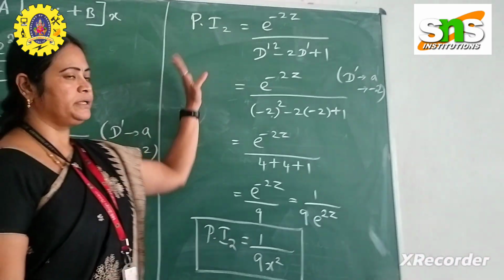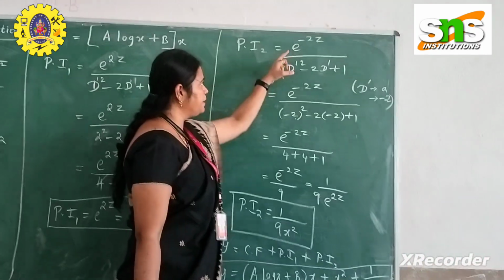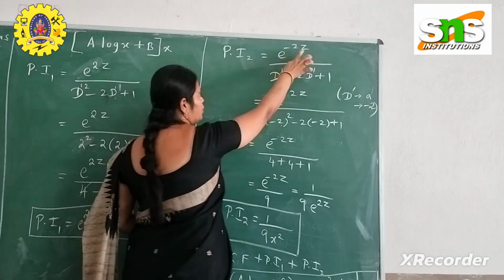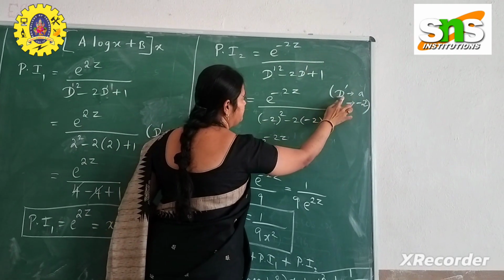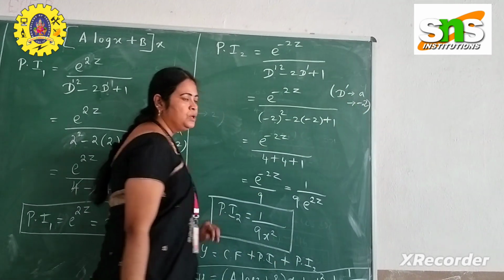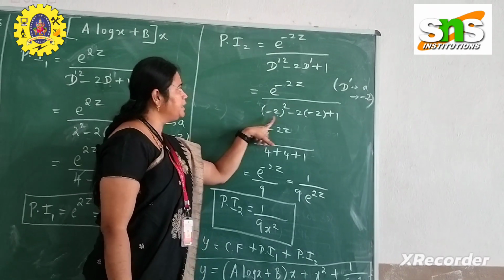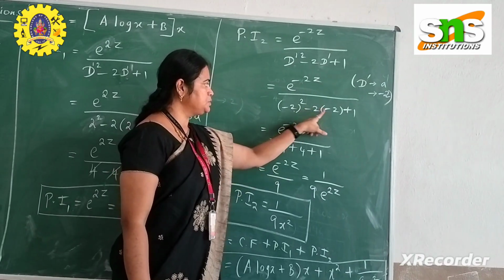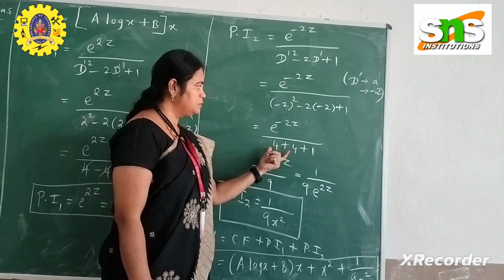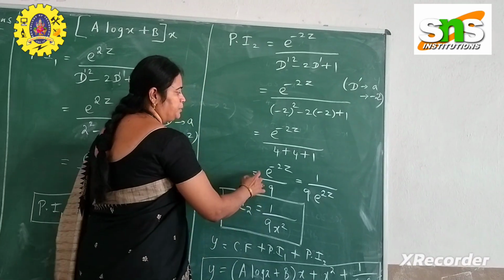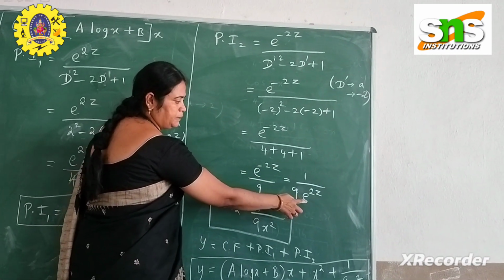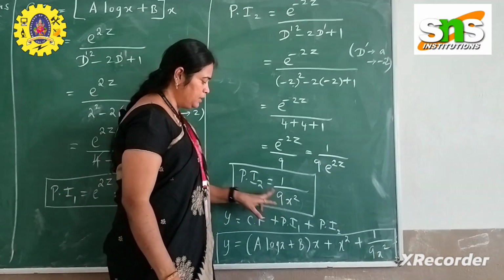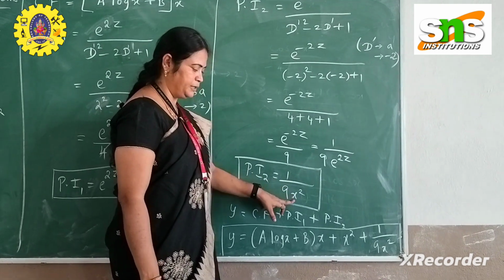Next, let us move on to particular integral 2. PI2 is nothing but e^(−2z) divided by (D'² − 2D' + 1). Similarly, here the coefficient of z is −2, so you have to replace D' by a, that is by −2. When you replace, you get (−2)² − 2 into (−2) + 1. (−2)² is 4, minus into minus plus, 2 twos are 4, plus 1. So e^(−2z) by 9. When you bring this e^(−2z) to the denominator, it becomes plus. So 1 by 9 e^(2z). e^(2z) can be replaced by x². So particular integral 2 is nothing but 1 by 9 into x².